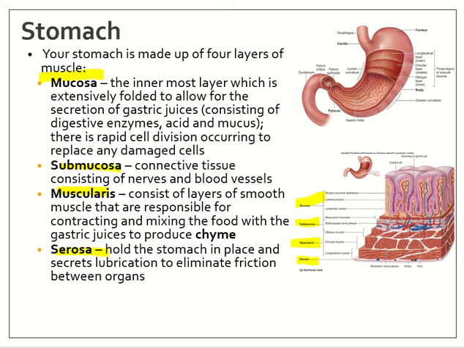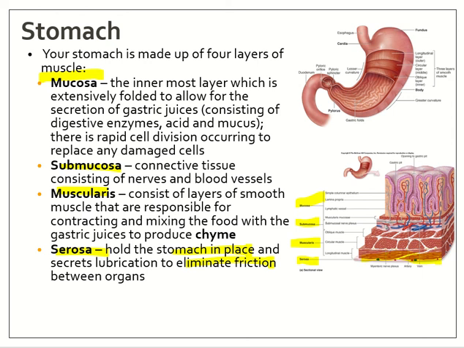So a little bit opposite than what they are in your... So the serosa is holding the stomach in place. And the one thing it does too is it eliminates friction between organs. So it's there kind of as a way to help protect friction of the organs and to hold the stomach where it is. It's going to be your outside layer.